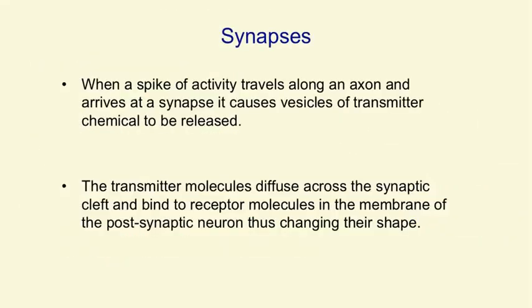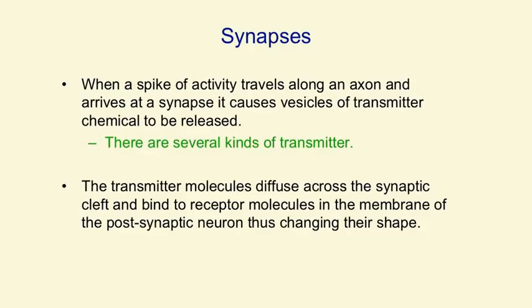Synapses themselves have interesting structure. They contain little vesicles of transmitter chemical. And when a spike arrives in the axon, it causes these vesicles to migrate to the surface and be released into the synaptic cleft. There's several different kinds of transmitter chemical. There's ones that implement positive weights and ones that implement negative weights. The transmitter molecules diffuse across the synaptic cleft and bind to receptor molecules in the membrane of the postsynaptic neuron.